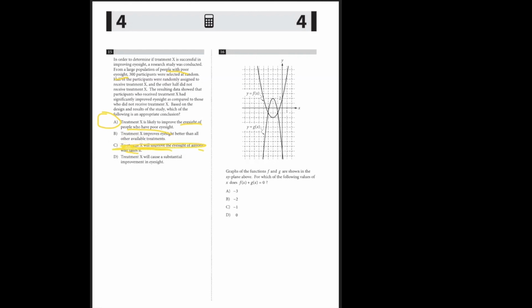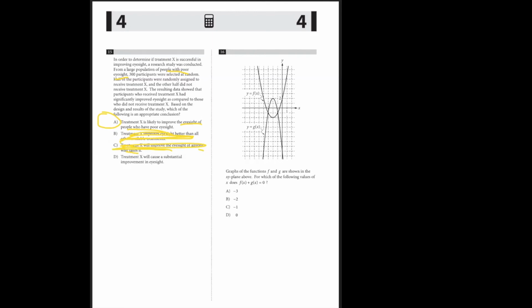B says improve the eyesight better than all available treatments. In order to make that conclusion, you'd have to have another treatment option, and it was only treatment X, so it can't be that one either. And treatment X will cause substantial improvement in eyesight. Cause is a very strong word, I would say, and even though we're doing an experiment, actually, we are doing an experiment, but it's just too absolute.